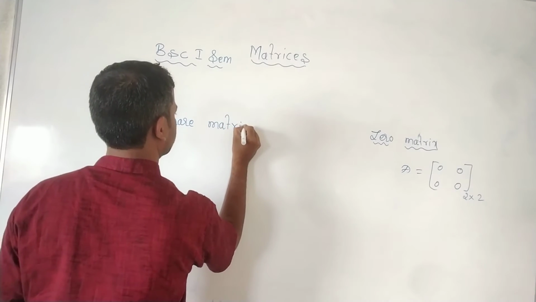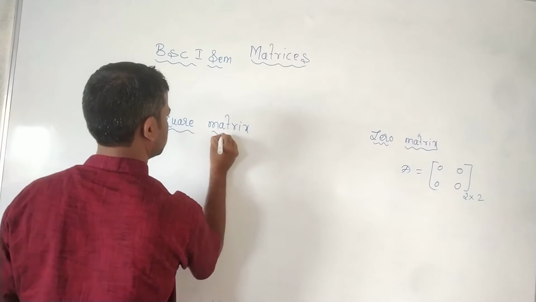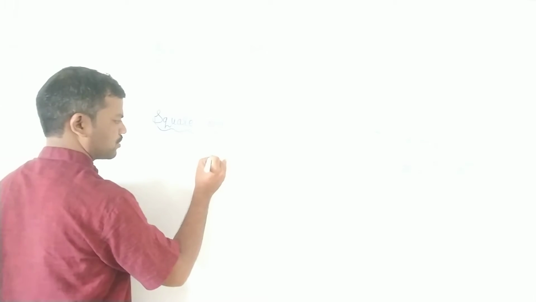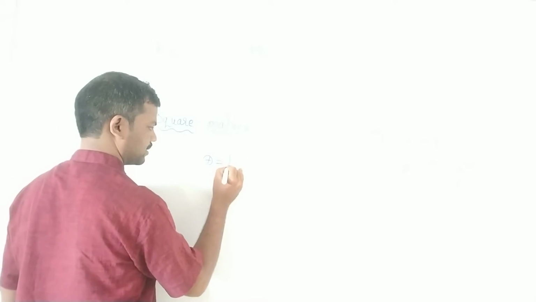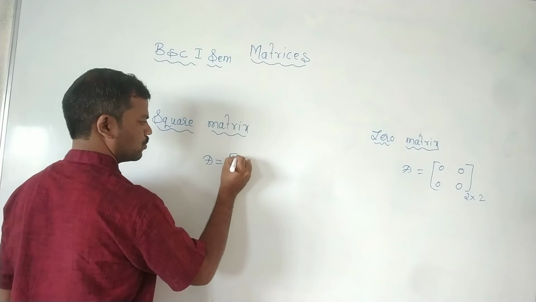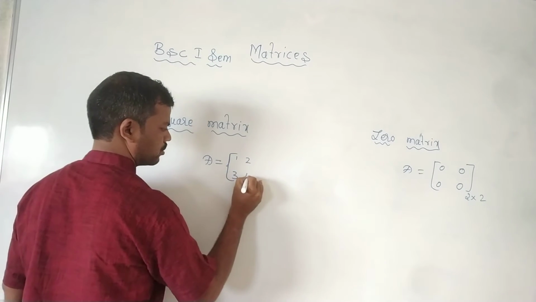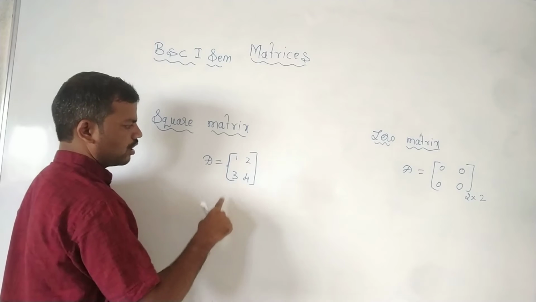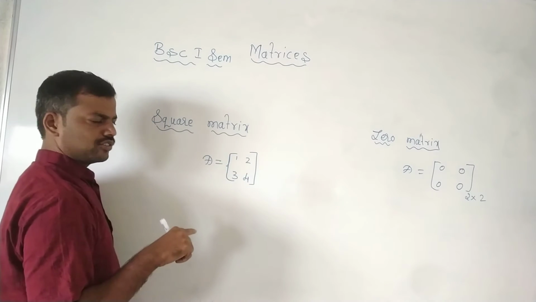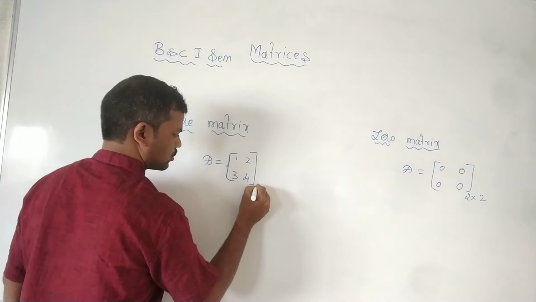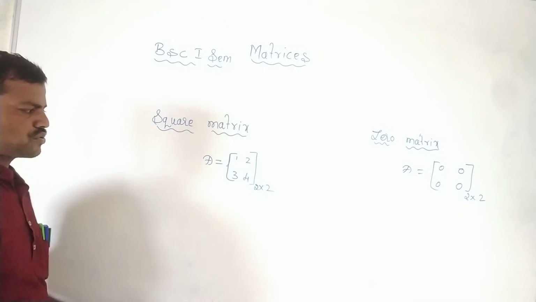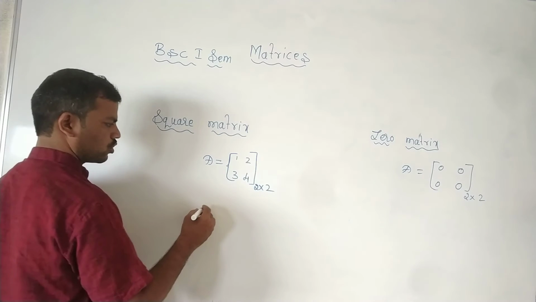Square matrix. Square matrix means the number of rows is equal to the number of columns. With an example we can say: 1, 2, 3, 4. How many columns are there? 2 columns. How many rows are there? 2 rows. So rows equal columns, then it is called a square matrix of order 2 cross 2.